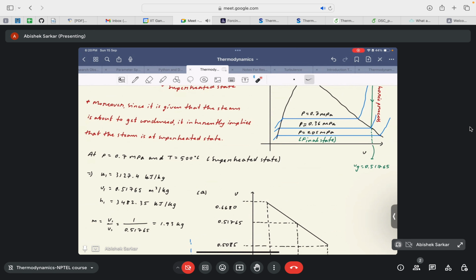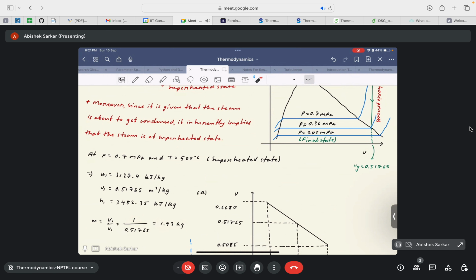Okay, so from here we can easily find the value of the mass of the steam within the system. The volume of the container is 1 meter cube as it was already given, and the corresponding specific volume of the steam at the initial state of 0.7 megapascal and 500 degrees Celsius is 0.51765. Then the mass of the steam is 1.93 kg. Okay, and this will remain constant throughout the process.